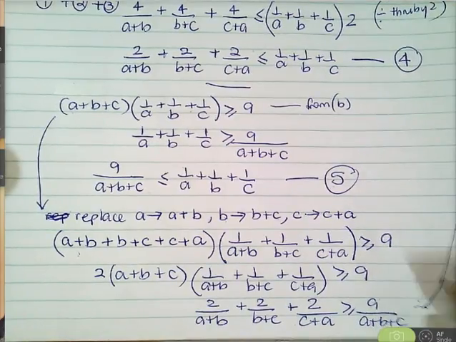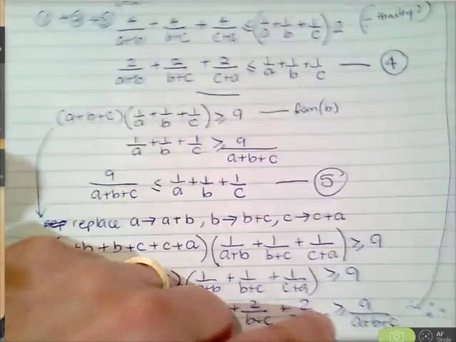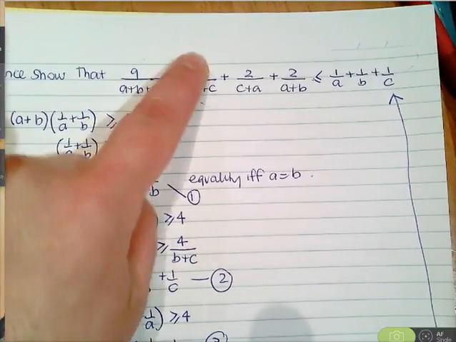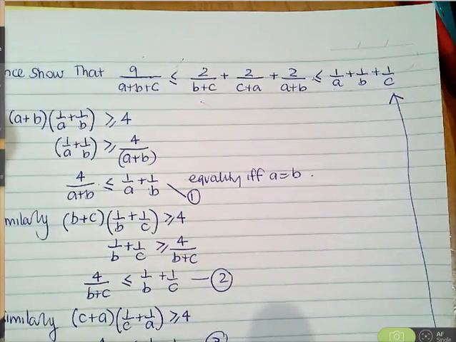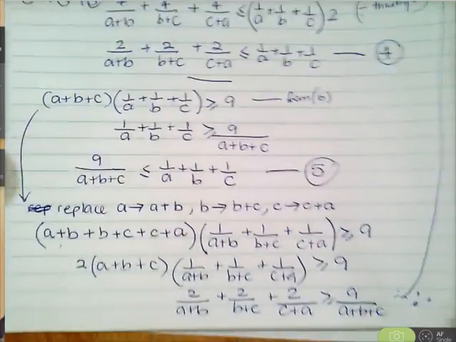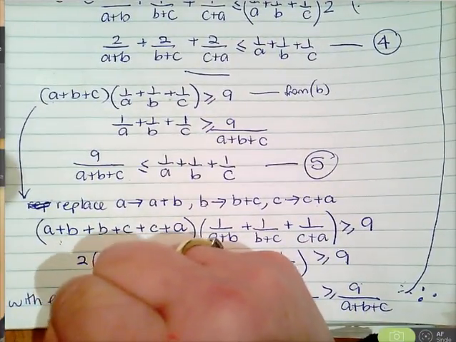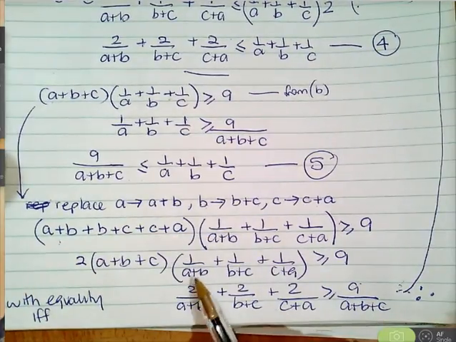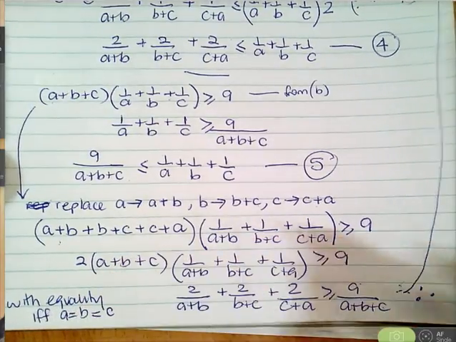You can put therefore and just rewrite your first line, that 9 over A plus B plus C is less than or equal to 2 over all of this, which is less than or equal to that. And the question's completed. And of course we would have equality, so you can write here, with equality if and only if, now if we look at all this, you'll only get equality if and only if A equals B equals C.